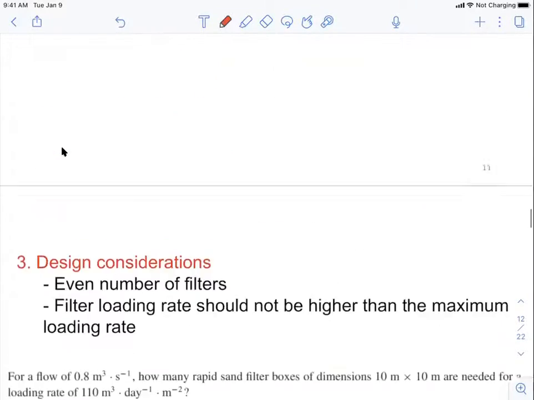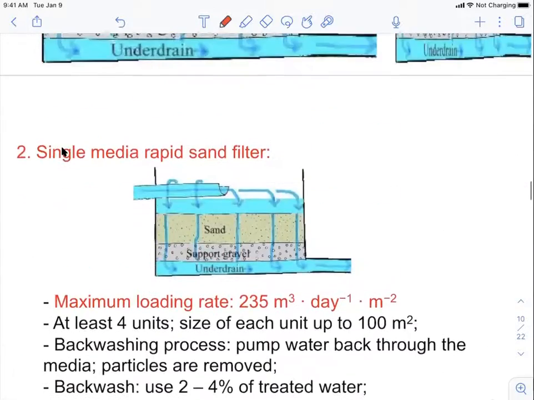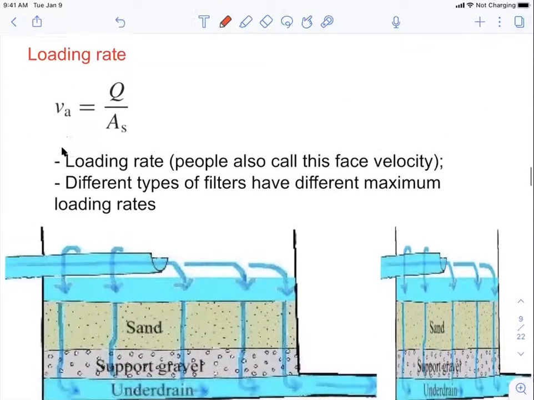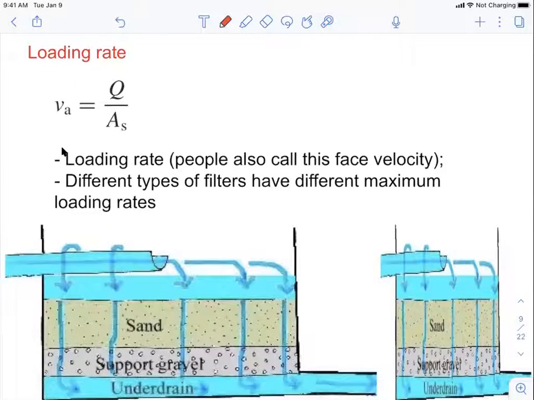If you go back to this equation again, the loading rate is defined as the flow rate divided by the area of the filter, right? So if you rearrange it, the area of the filter is going to be the flow rate divided by the loading rate.